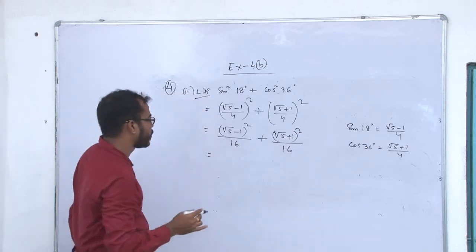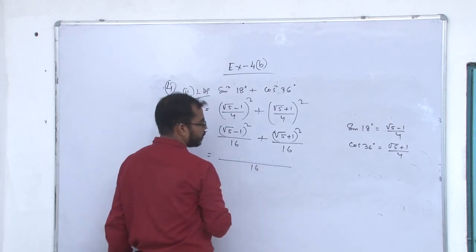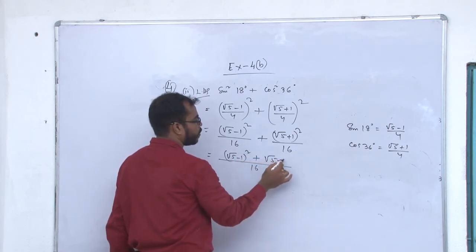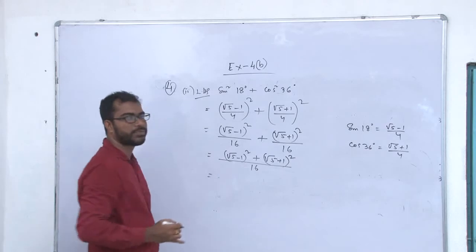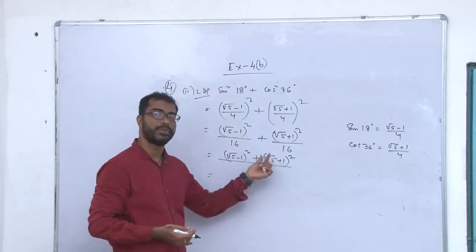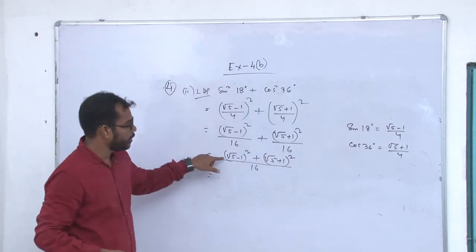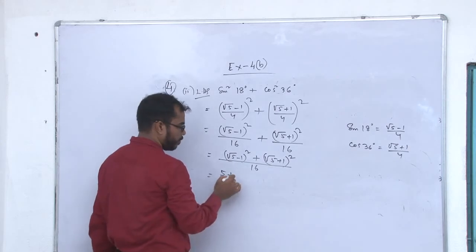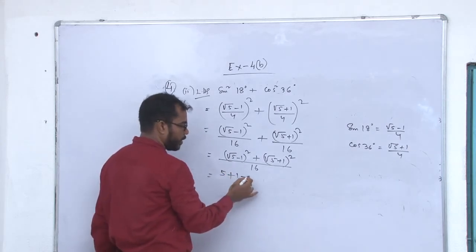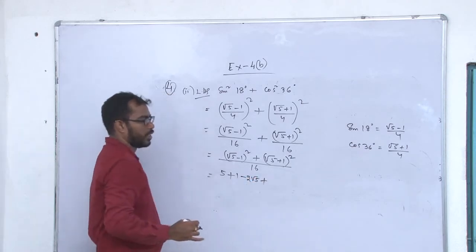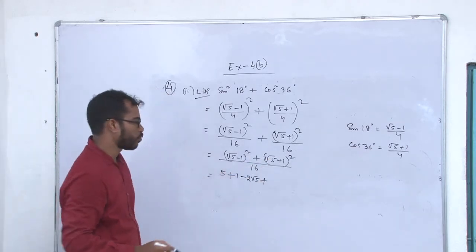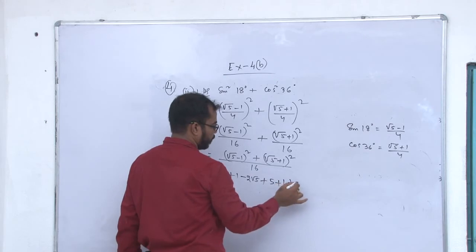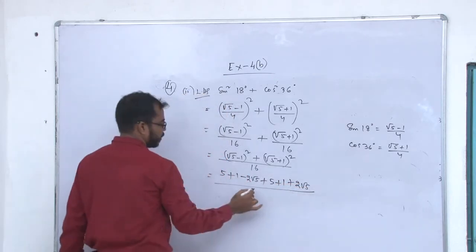So now we can take the LCM here, and the LCM will be 16. So here we can write root 5 minus 1 whole square plus root 5 plus 1 whole square. Now you can use the formula directly: a minus b whole square is a square, that is 5, plus b square, that is 1, minus 2ab, that is 2 root 5. And the next, a plus b whole square is a square, that is 5, plus b square, that is 1, plus 2ab, that is 2 root 5, by 16.